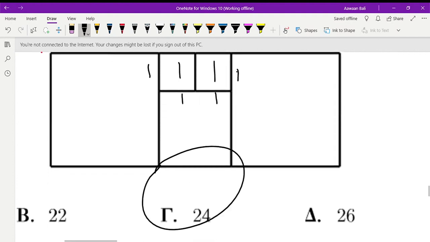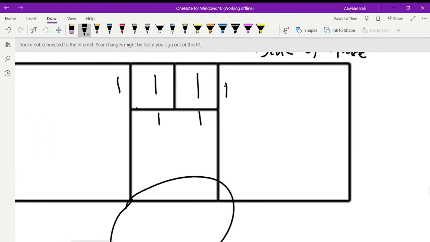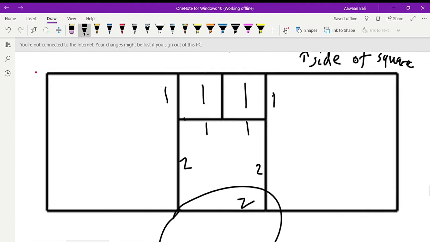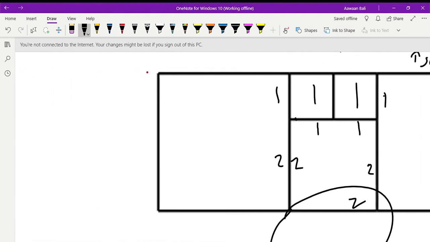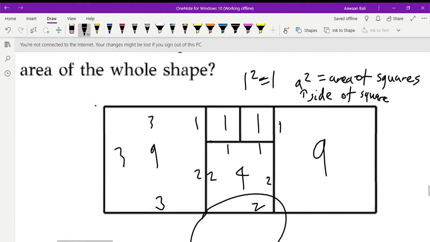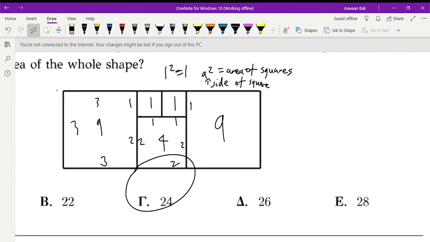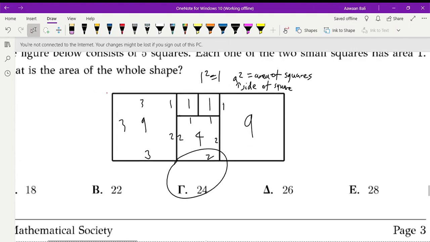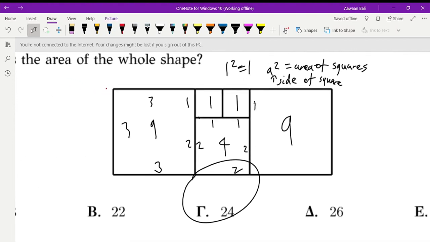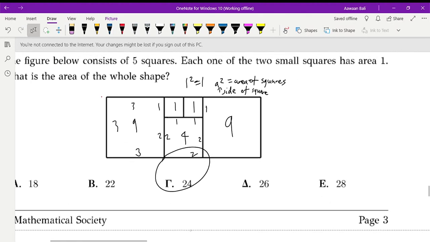Now, if we see here, these two sides merge, and that makes 2. So 2, 2, 2. And again, these two sides merge with the 1 and the 2, so we get 3, 3, and 3. So 3 squared is 9, 2 squared is 4, and then 9 again. Then you can add all the areas up. So 9 plus 9, 18, plus 4, 22, plus the other 2 is 24.